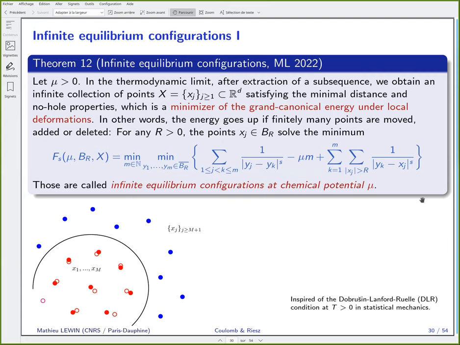So this is what it means to be an infinite equilibrium configuration of the Riesz gas at a given chemical potential mu. To my surprise, I could never find this concept of infinite equilibrium configuration in the literature. There are very similar characterizations at positive temperature, in particular what's called the DLR condition due to Dobrushin, Lanford, and Ruelle. But at zero temperature, I don't know why this was never written. It's not a very difficult theorem. It's just some compactness argument, and you will find the proof in the paper.